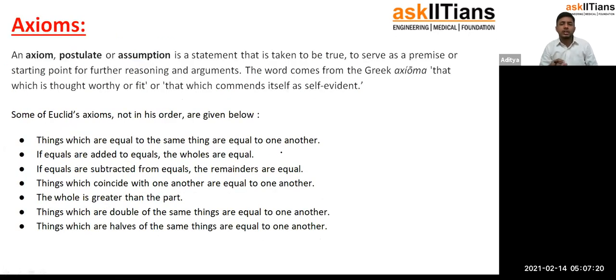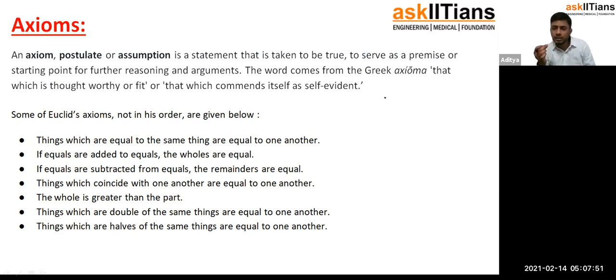Now let us see what the axioms and postulates given by Euclid are. Before we even discuss those, let us first understand what we mean by axioms and postulates themselves. Because we have often heard about theorems, mathematical statements, and proofs, but probably it is the first time that you are hearing the word axiom or postulate. So let me explain what we mean by an axiom or a postulate.